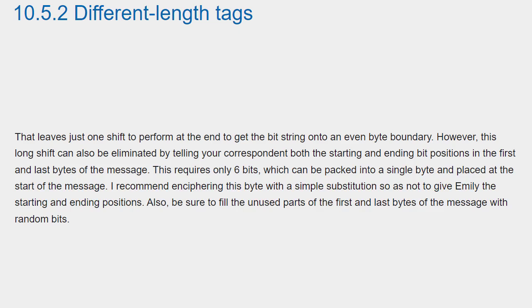However, this long shift can also be eliminated by telling your correspondent both the starting and ending bit positions in the first and last bytes of the message. This requires only 6 bits, which can be packed into a single byte and placed at the start of the message. I recommend enciphering this byte with a simple substitution so as not to give Emily the starting and ending positions. Also, be sure to fill the unused parts of the first and last bytes of the message with random bits.